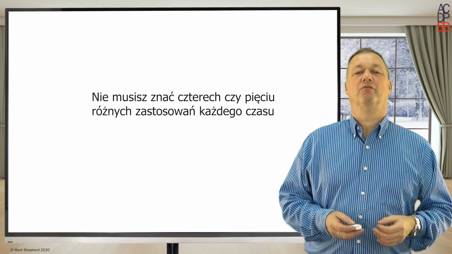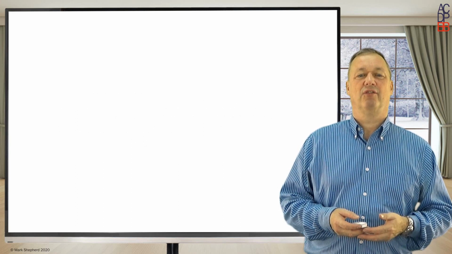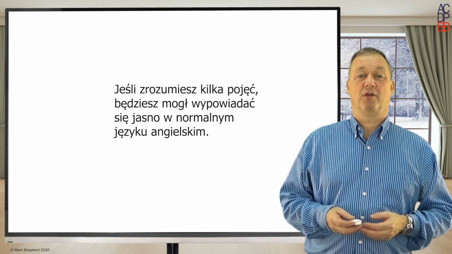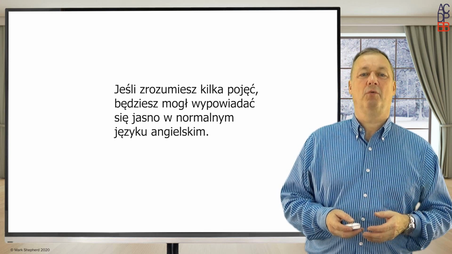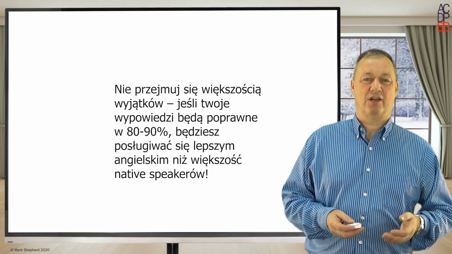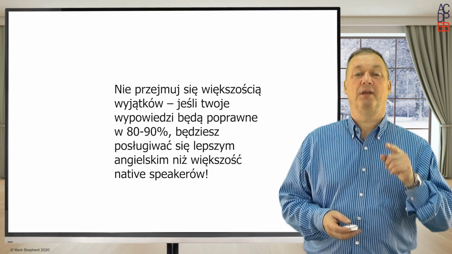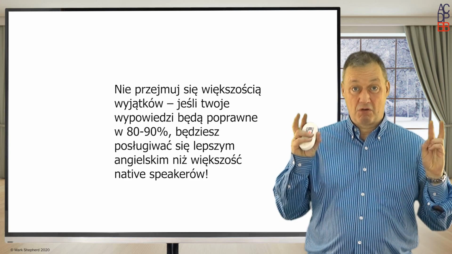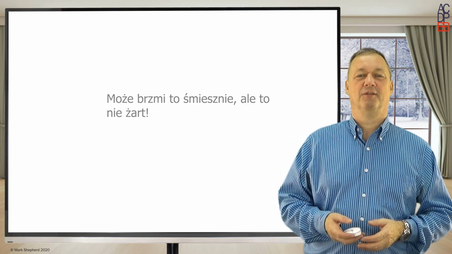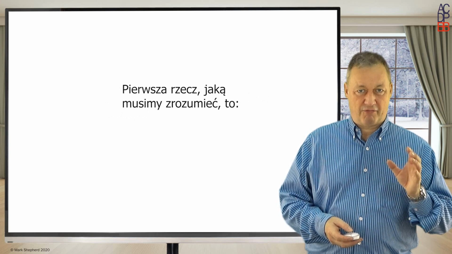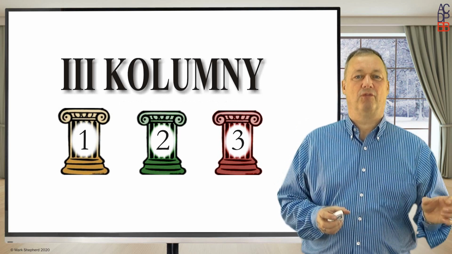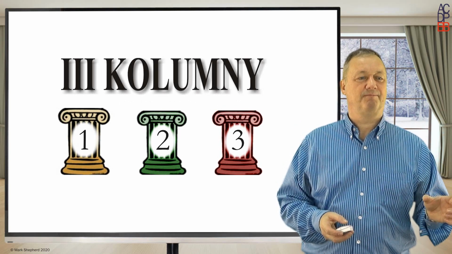You do not need to know 4 or 5 different uses for each tense. If you can become comfortable with a few ideas, you'll be able to express yourself in clear, normal English. Don't worry about most of the exceptions. If you can be right 80 to 90% of the time, you will be speaking better English than most native speakers. This might sound funny, but it's not a joke. Okay, here we go. The first thing we need to understand is 3 columns: drink, drank, drunk.